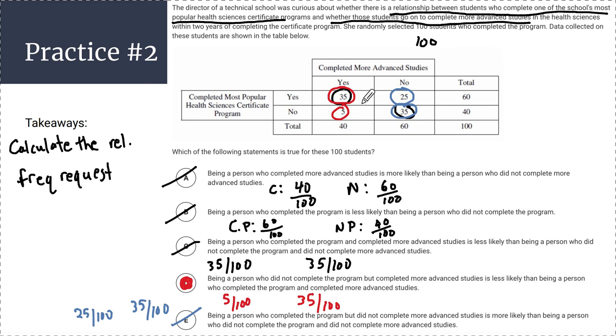We actually need to go through that process. If it helps, do what I just did here. Call things the yes-no category, the no-yes category, things like that. But write out each of the things to actually make your comparison. Calculate the relative frequency requested, okay? Actually do that work.